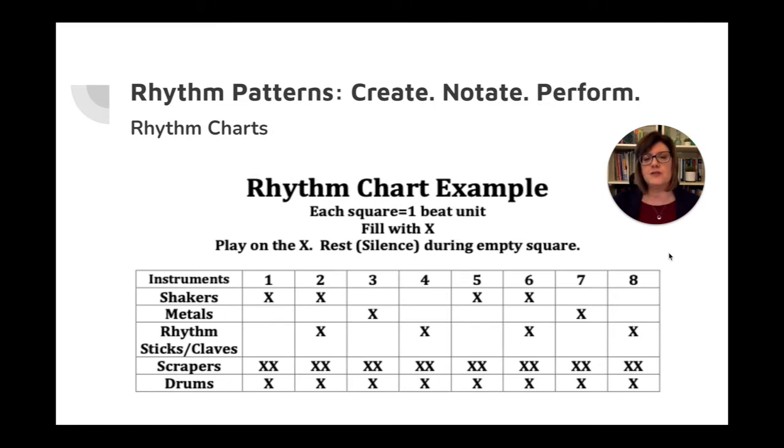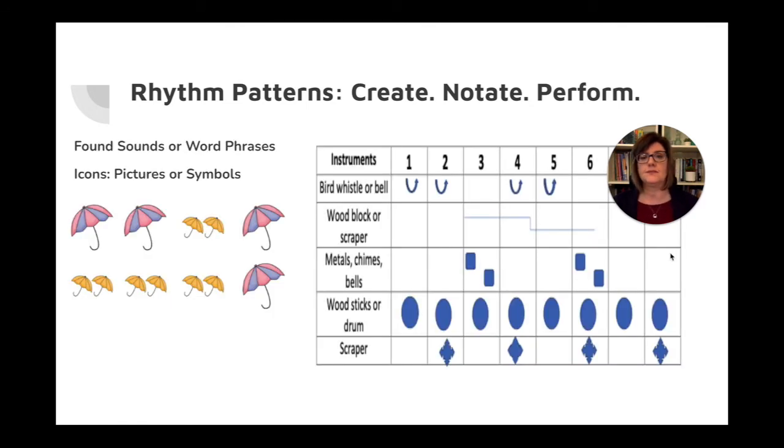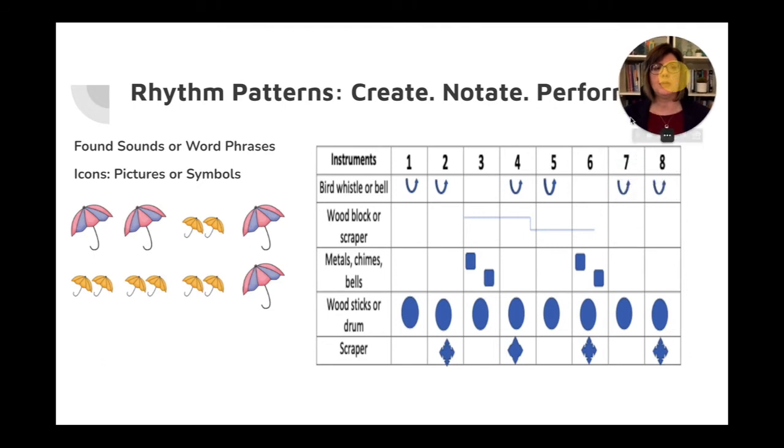An alternative to traditional notation is a rhythm chart example with a variety of instruments. Anyone, whether they have any kind of musical background or not, can participate in this kind of music making. This applies to found sounds and word phrases, as well as using icons and symbols to represent rhythmic notation.